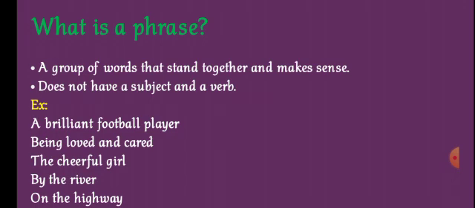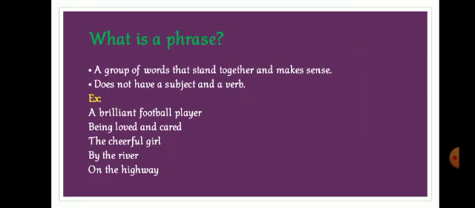See the second one, being loved and cared. Second example, okay? In that there is a verb, okay? Being loved, that's a verb. But you ask the question now, who is being loved? Can you say the answer for that? Who is being loved? Can you say the answer? No, you can't say the answer there. So there is no subject. Even though there is a verb, you can't. You can ask the question also there, who or what, but you can't say the answer because there is no subject. So that is a phrase, right? So these are some examples for phrases.